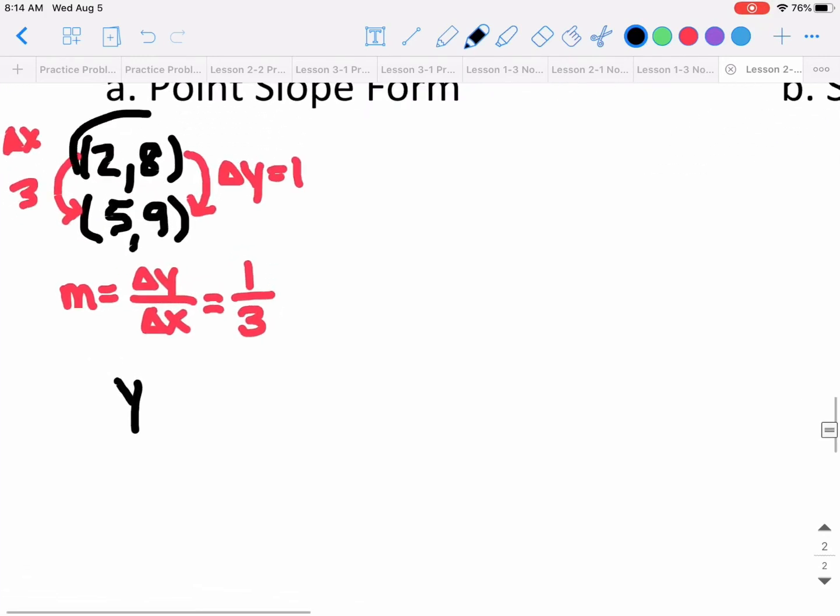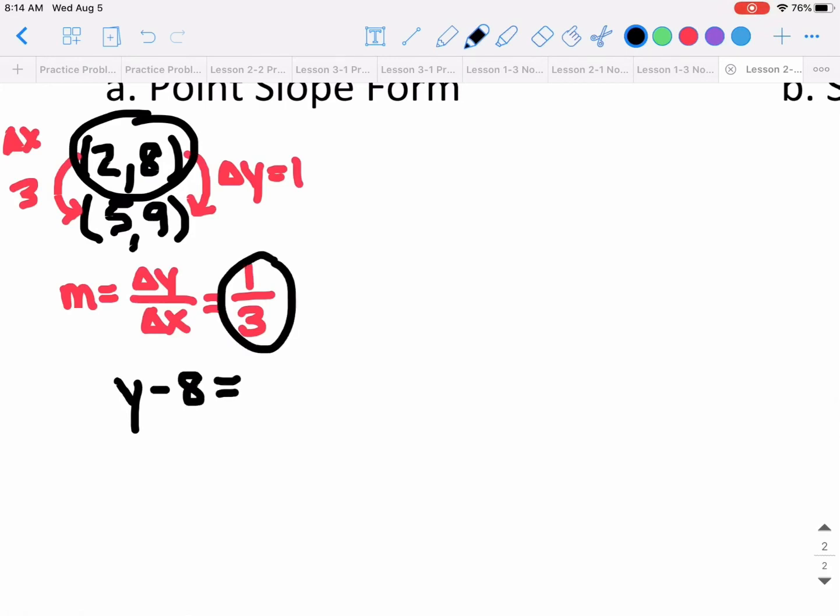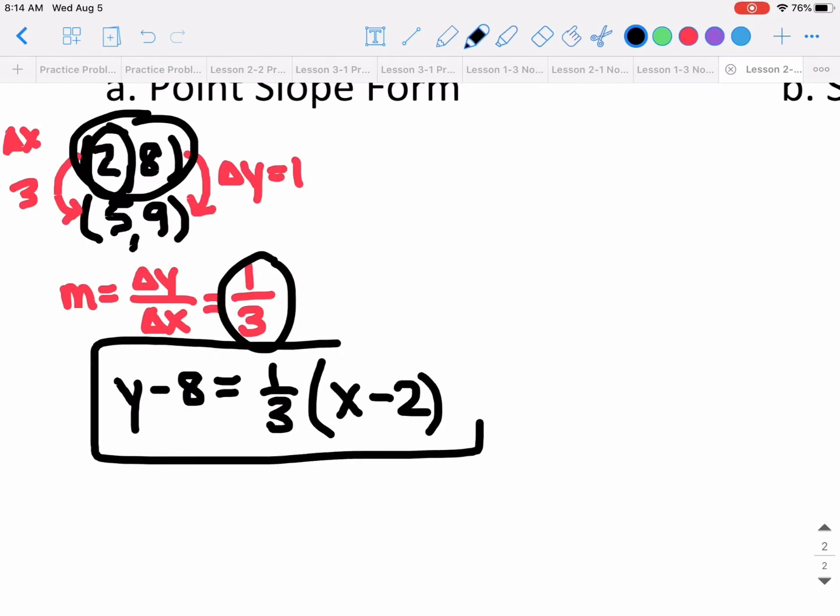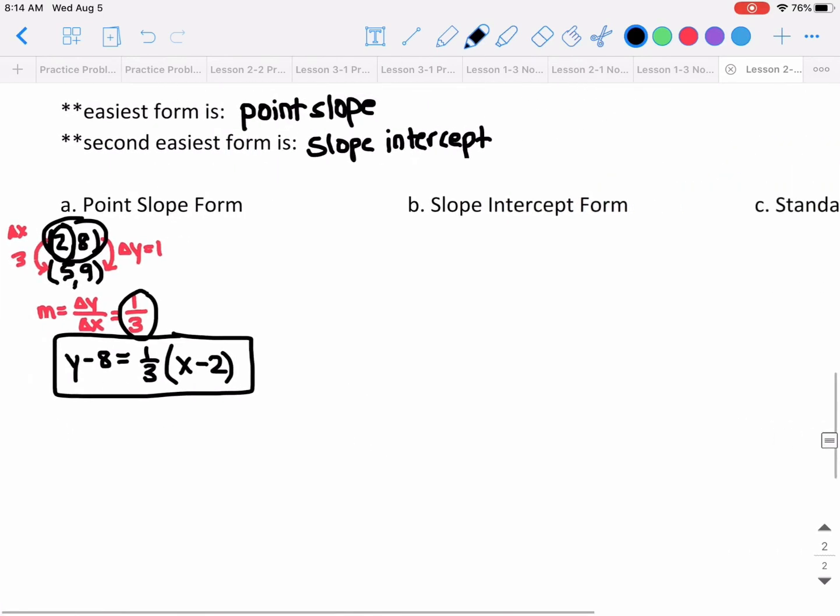1 point is 2, 8. I'm going to use that point. So I have y minus 8 is equal to my slope, 1/3, times x minus 2. And that is my slope, point slope form.